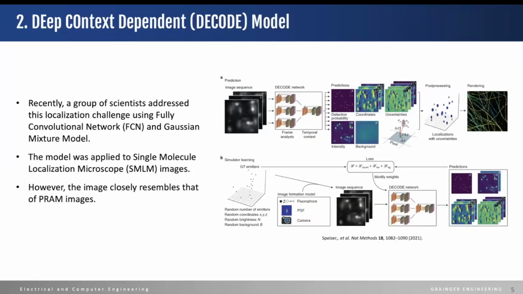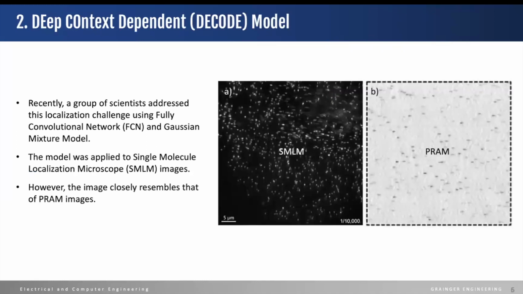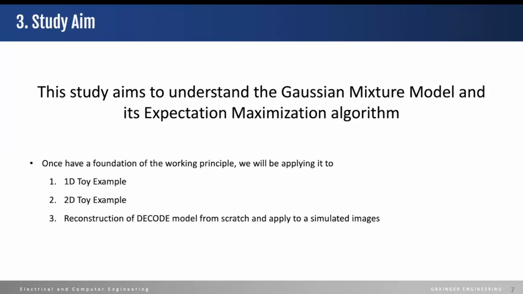Recently, a group of scientists addressed this kind of localization challenge using a fully convolutional network and a Gaussian mixture model. The model was applied to single molecule localization microscope images. However, the images closely resembled those of the PREM images. Therefore, I wanted to explore the path of implementing the DECODE model into the PREM system.